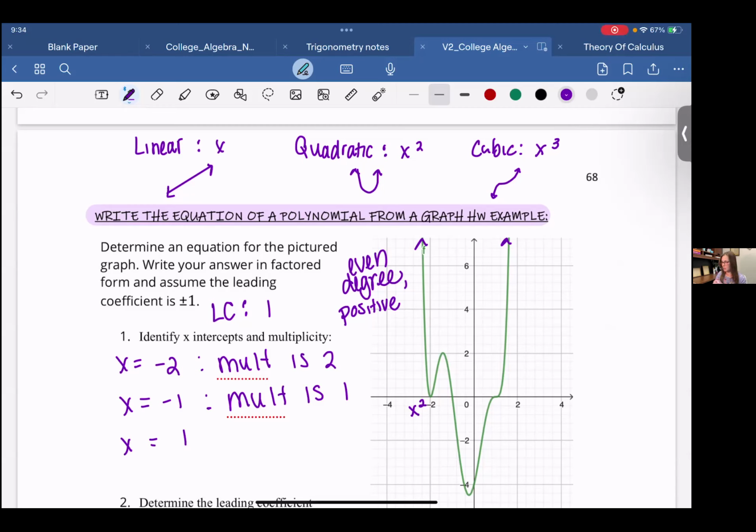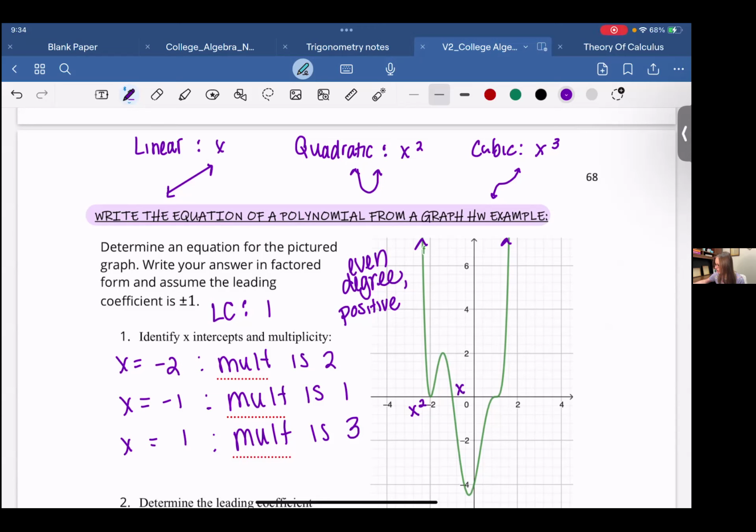And then our last x-intercept, again, isolate it and just focus on that. It kind of jogs through like a river, which is like the parent function of a cubic function. So that has a multiplicity of 3. It's like the parent function of x to the third.